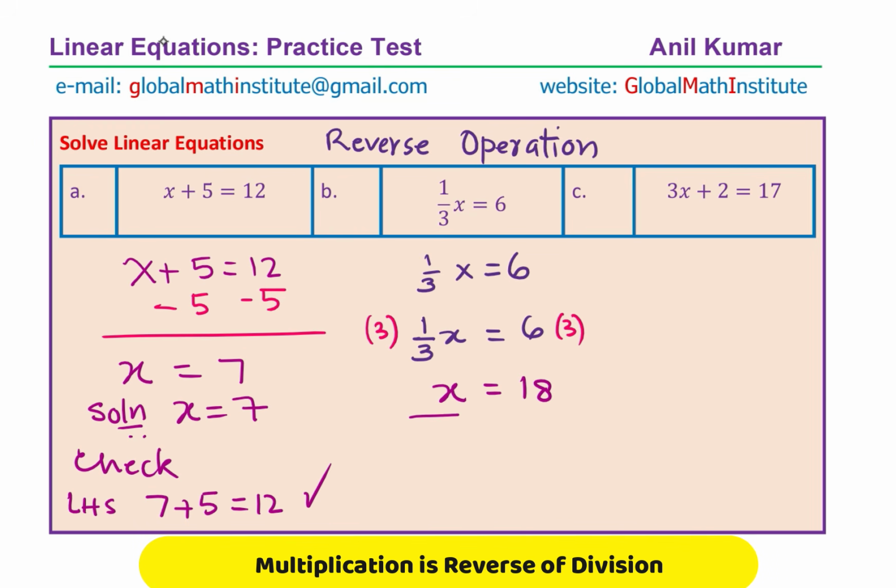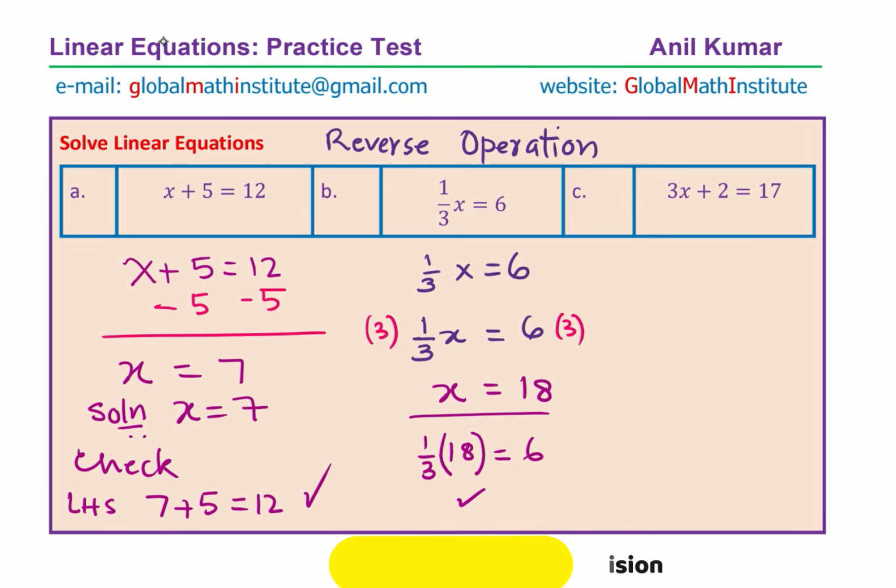And once again you can check your solution, right? So 1/3 of 18 is what? 1/3 of 18 is 6, and therefore we see left side is equal to right side for x equals 18. Makes sense, right? With that we have done the first 2 questions, and we are now combining both the skills to do the third question. You see how the strategies which we have learned will be applied.